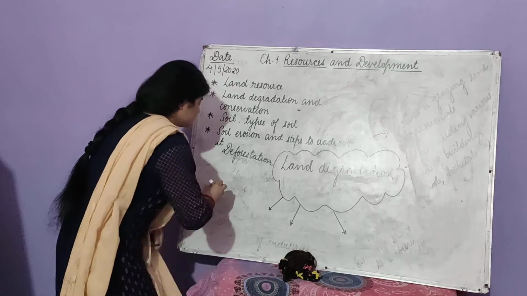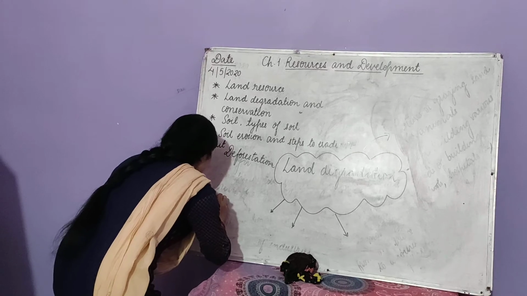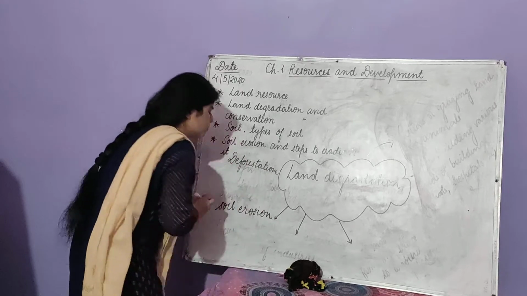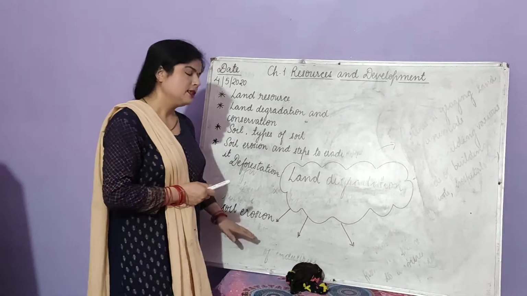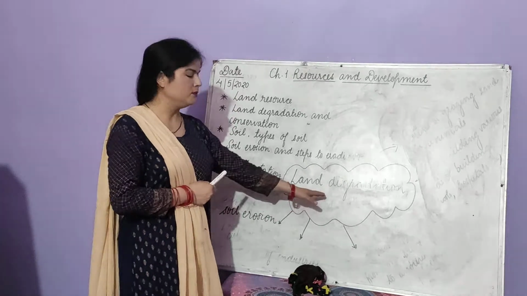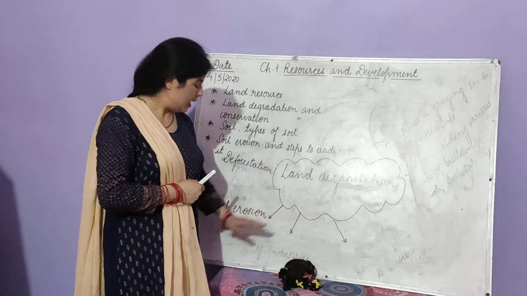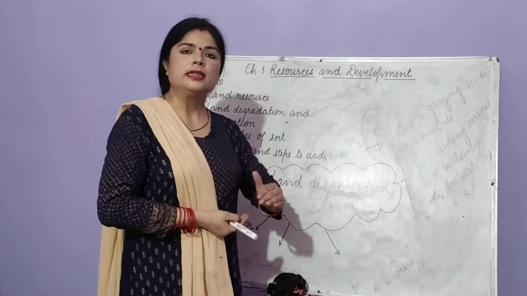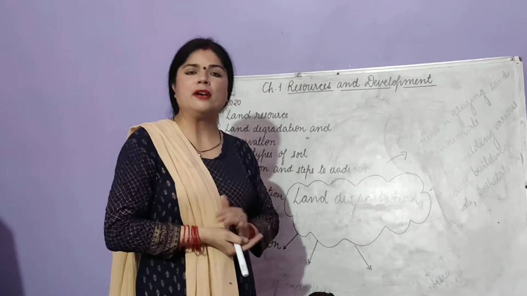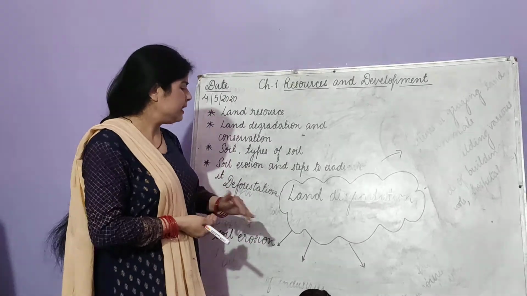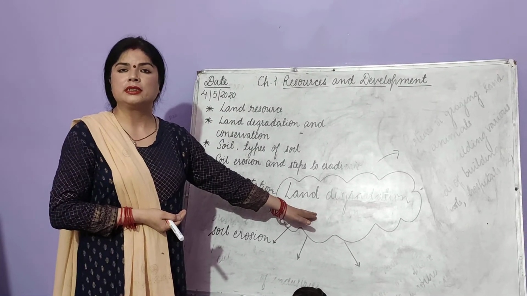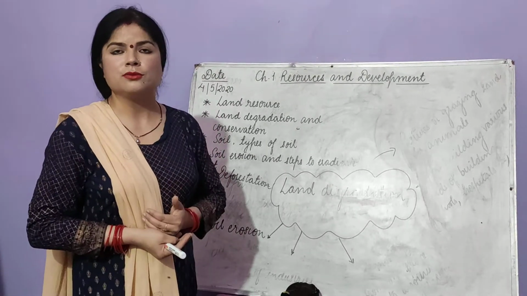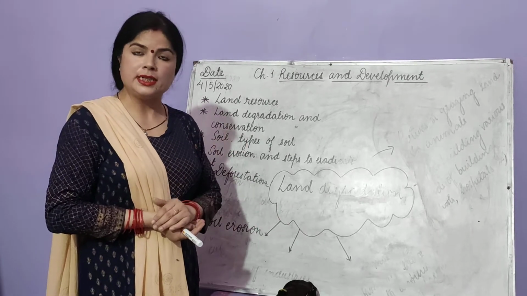Second is soil erosion. Students, soil erosion is also a major problem for land degradation. Under this, what happens? The uppermost part of the earth, which is called soil, used to sweep away very fast, which leads to the problem of land degradation. And due to this soil erosion, soil loses its fertility also, which is not good for agricultural activities.